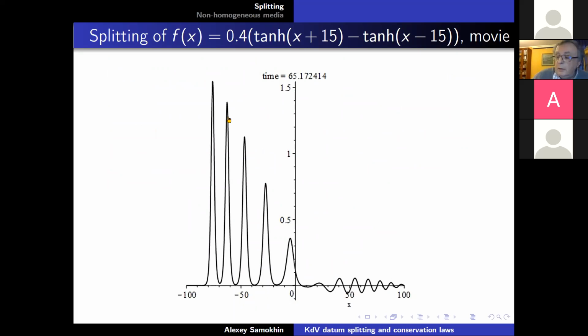When this process of splitting is over, you can easily measure the amplitudes of these peaks or these solitons.